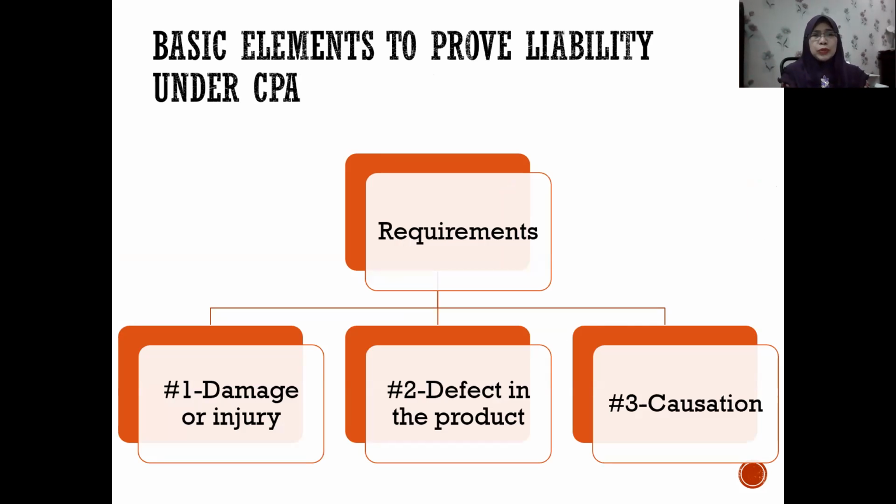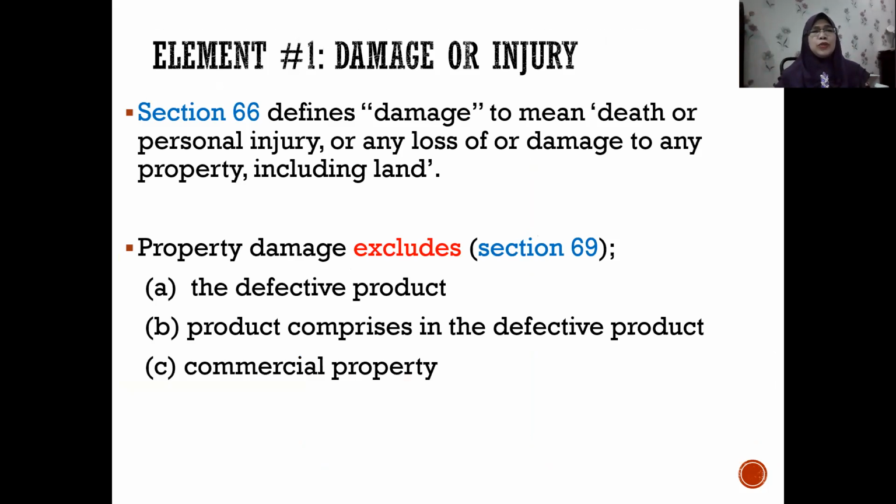Now we want to focus on the most important part, the basic elements to prove liability under CPA. There are three elements or requirements here. First, the plaintiff or claimant must be able to prove the damage or injury that he suffered. The second one, he must prove the defects in the product. And the third one, the linkage, causation. The three elements altogether.